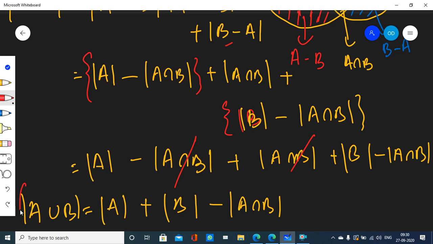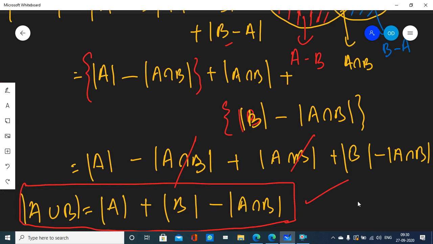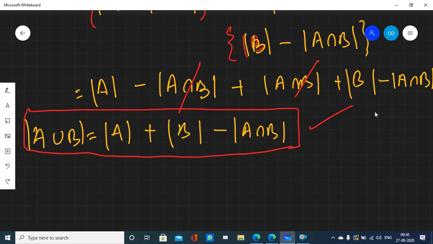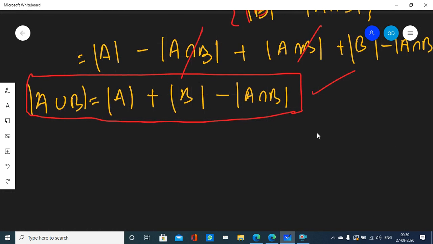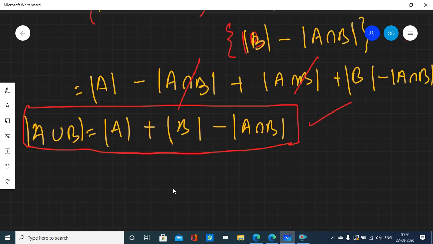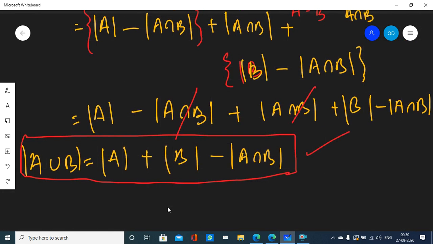You have to memorize this formula. Cardinality of A union B is equal to cardinality of A plus cardinality of B minus cardinality of A intersection B.